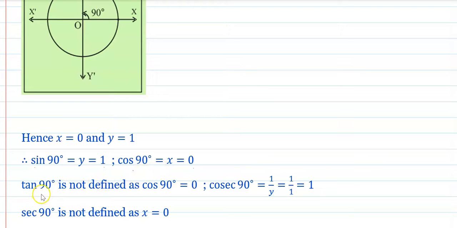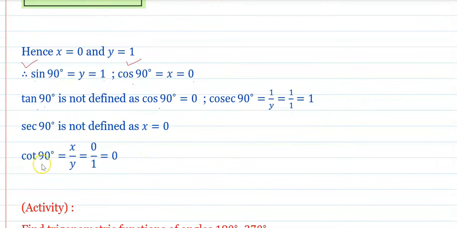What about tan 90? Tan 90 is y upon x. But what is x here? X is 0. 1 upon 0 is not defined. And next, cot 90 is x upon y. Here x is 0, y is 1, and hence cot 90 is 0. या प्रकारे तुम्ही ते काढू शकता.